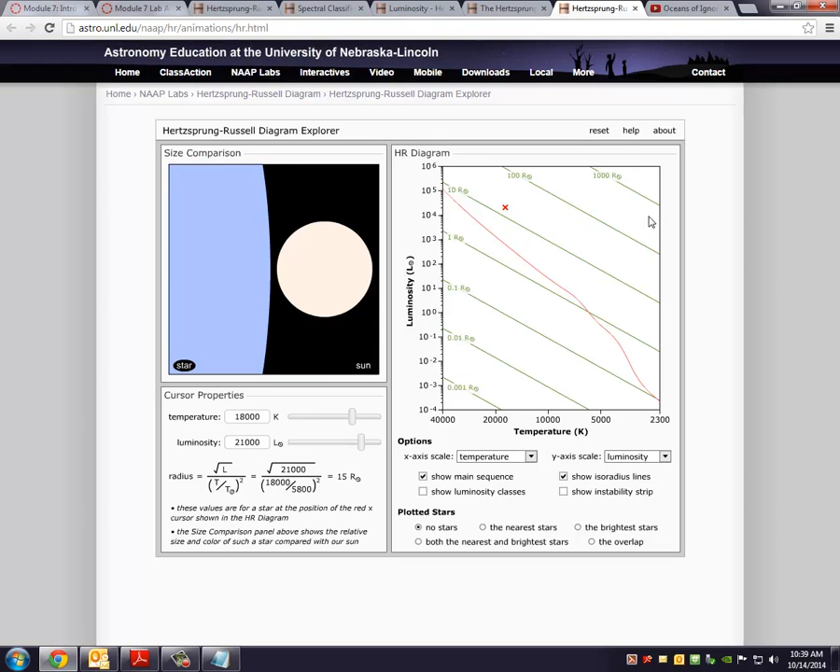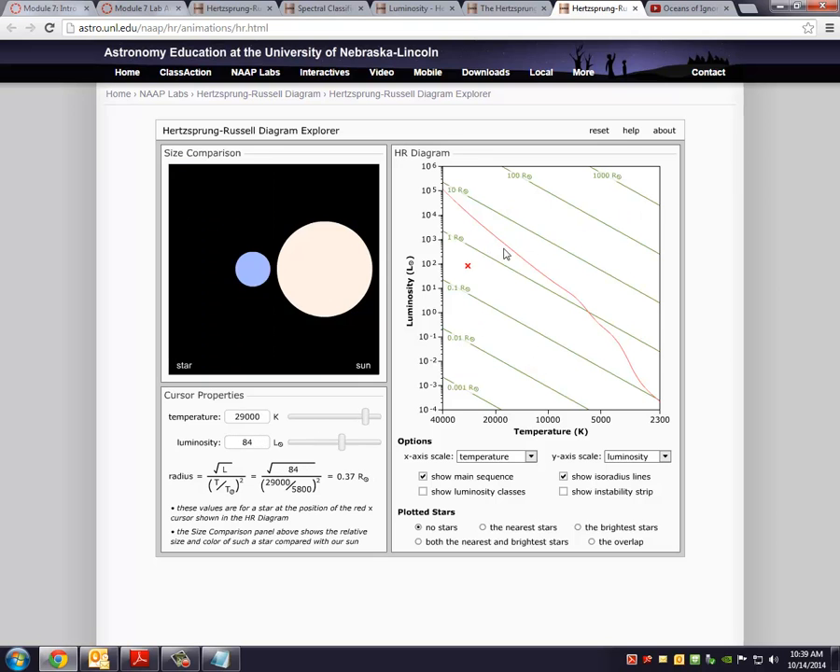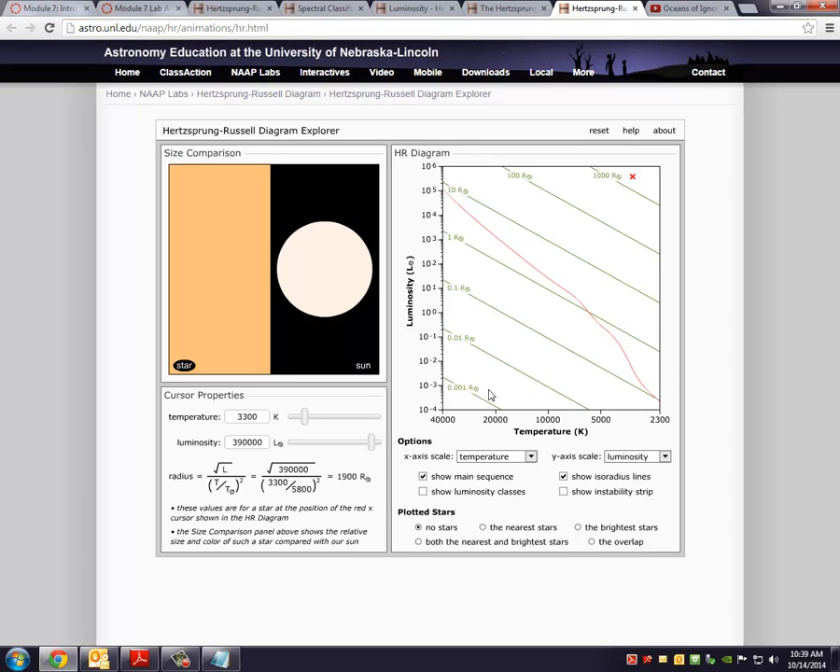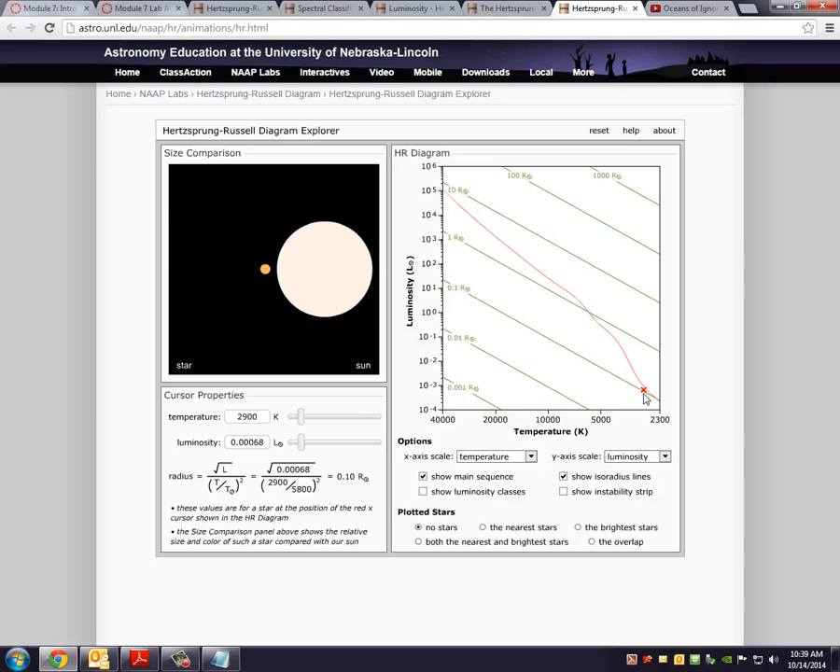And so that's all you do. You just click around and figure out what are the properties of the different stars located in different parts of your HR diagram. Then you can also plot some stars. So notice there are a couple of little radio buttons at the bottom of the simulation that allow you to plot the nearest stars to our sun or to our solar system. It'll plot the brightest stars that are seen from the Earth, and it'll plot both the nearest and the brightest stars, and it'll also plot the overlap.